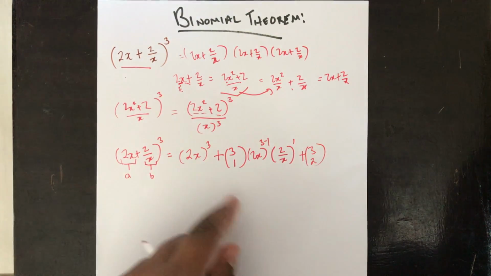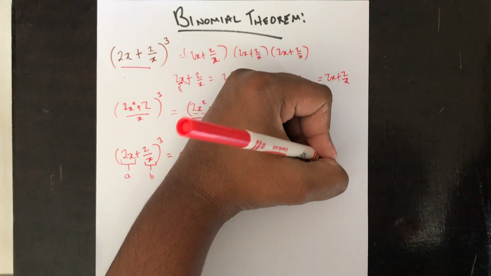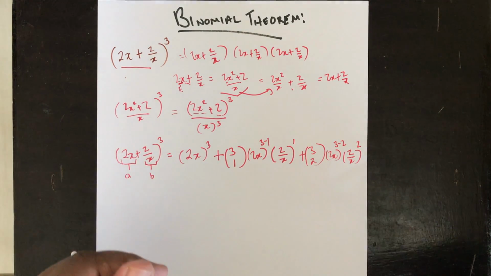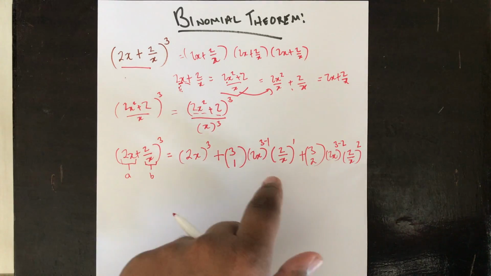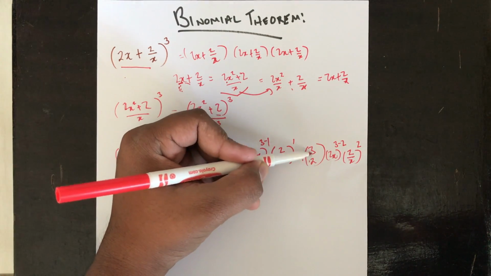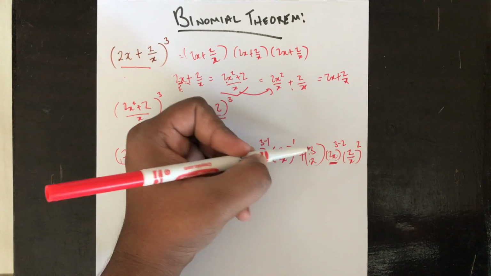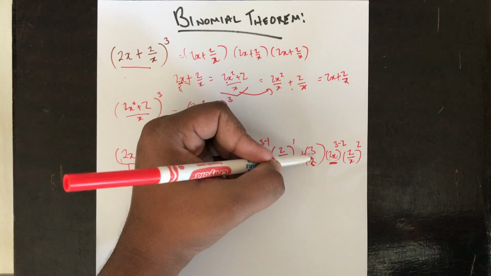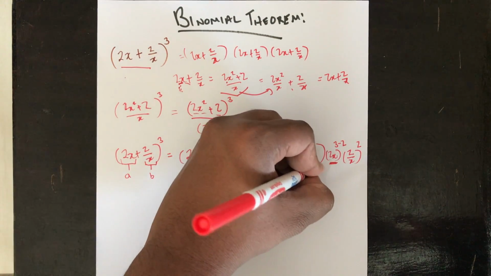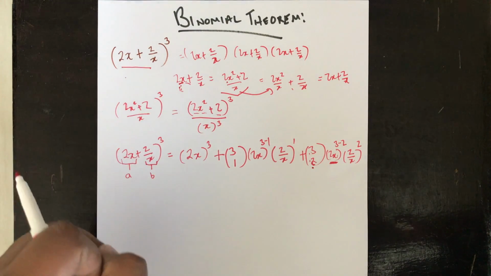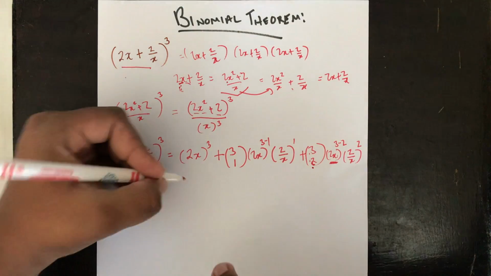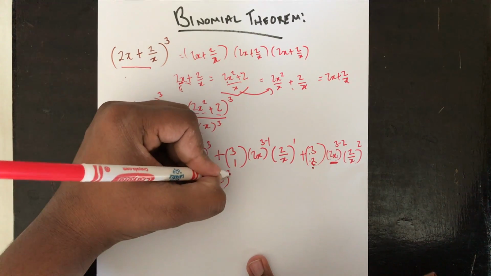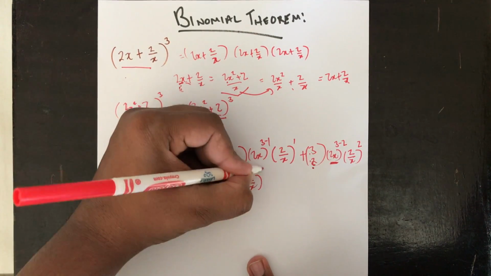Continuing, the next term is 3 choose 2 times (2x)^(3-2) times (2/x)^2. Notice that I have 3 choose 2. The a term's power is 3 minus this number, and the b term is just the thing on the underside of the bracket, which is 2. So maybe you could remember it that way. Then the next term is 3 choose 3 times (2x)^(3-3) times (2/x)^3.